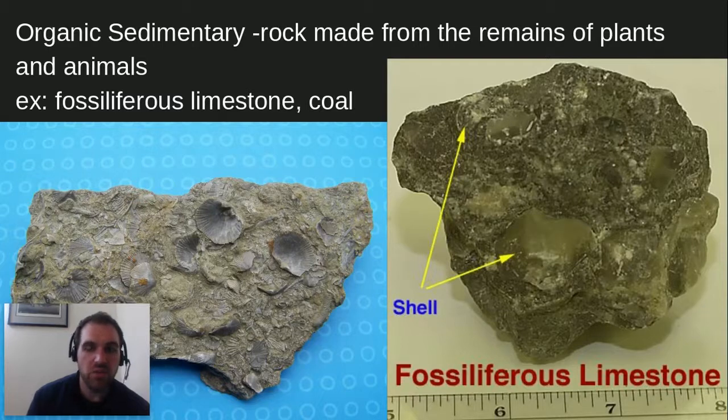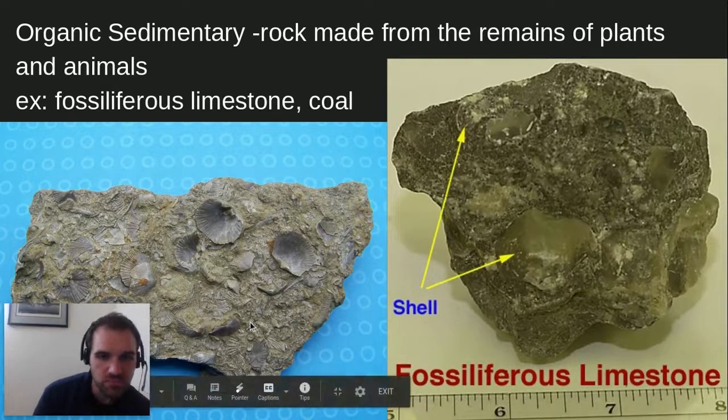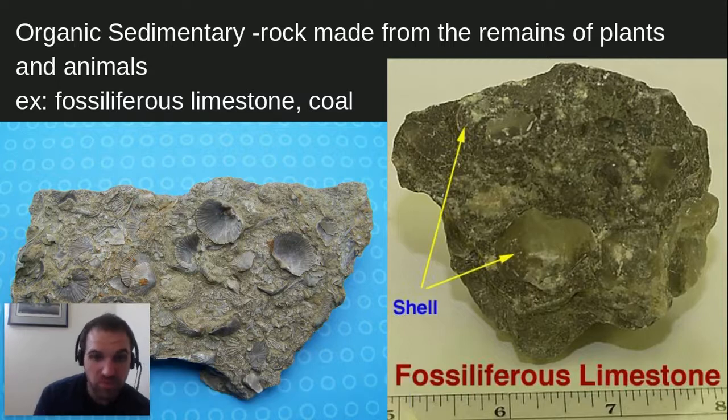And then the third and final type of sedimentary rock is called organic sedimentary. And this is the rock that's made from the remains of plants and animals. So here's one of them. If you ever see a shell inside of the rock right here, that means that the rock is literally made up of little pieces of shell.